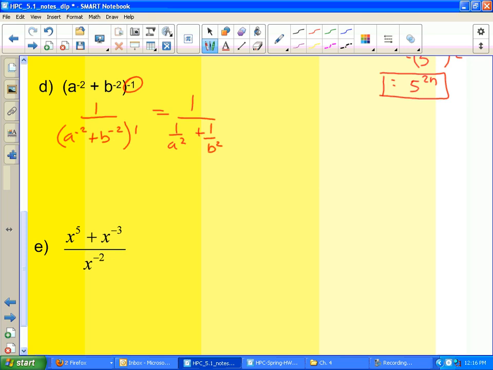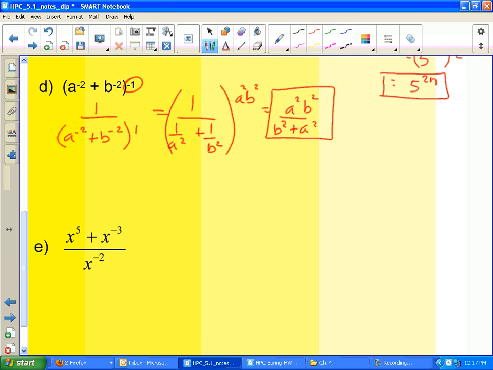So I have a couple different things I could do. I could find the common denominator of all the parts and multiply everything by that common denominator. I could just work with the top or the bottom. The bottom in this case just has 2. So we're going to go with multiplying everything by a squared b squared. And then this would become b squared plus a squared. That's the simplification we're going to get for that.